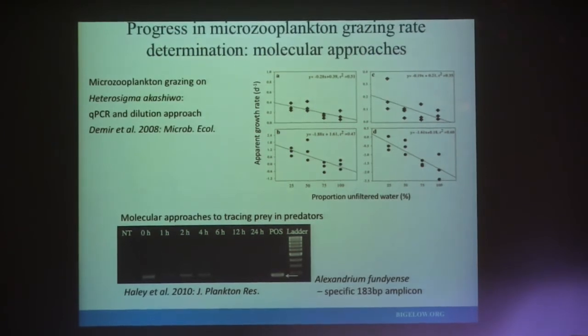And so maybe that sort of approach, if you combine molecular qPCR with cell sorting, genomics, a cell sorting facility like we've got at Bigelow or something like that, you can come up with some really neat grazing approaches as well.